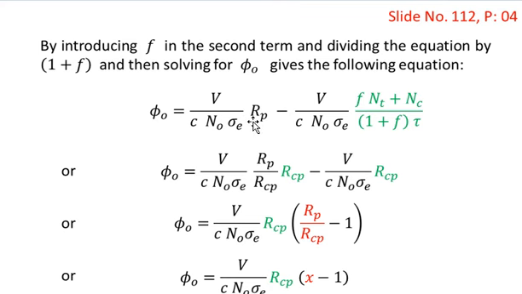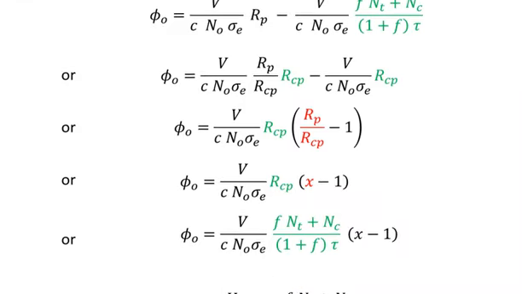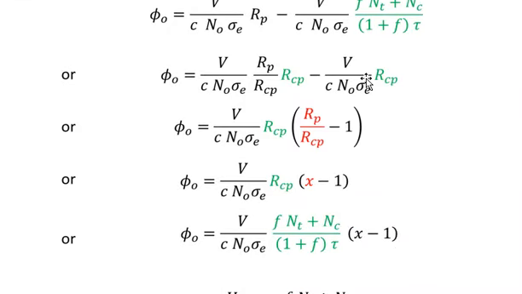And you know that RP is present over here. So I am dividing this RP by RCP, and at the same time multiplying by RCP, so that I can take RCP as a common term from the second and third terms. RCP is shown as a common term, and the parenthesis contains RP over RCP minus 1. And we have defined the ratio of RP to RCP as X. Then we can write that phi naught is equal to V over C into N naught into sigma A multiplied by RCP multiplied by X minus 1.